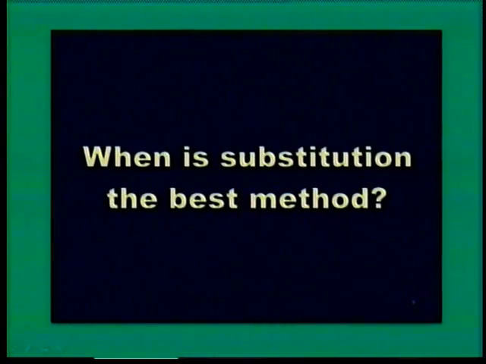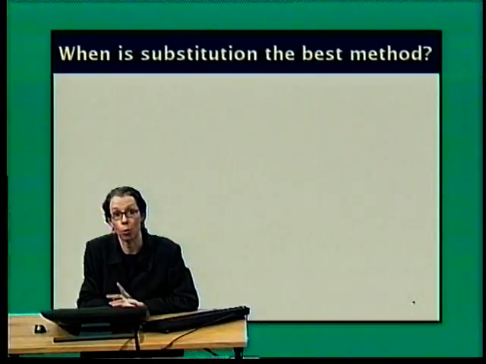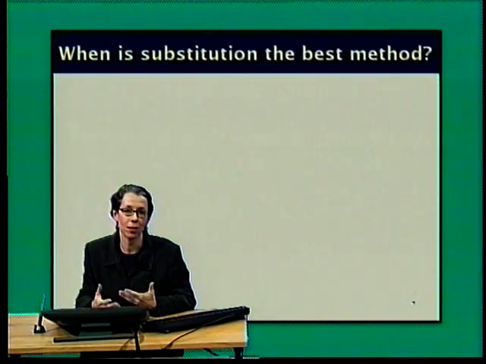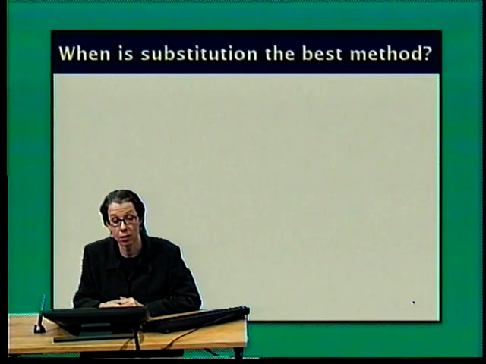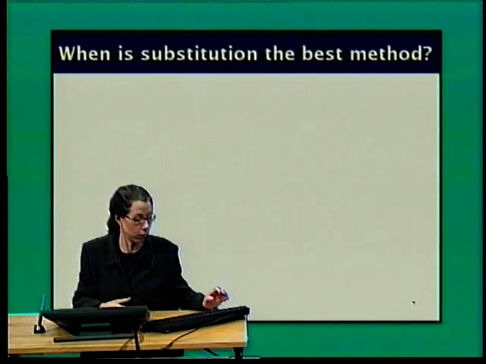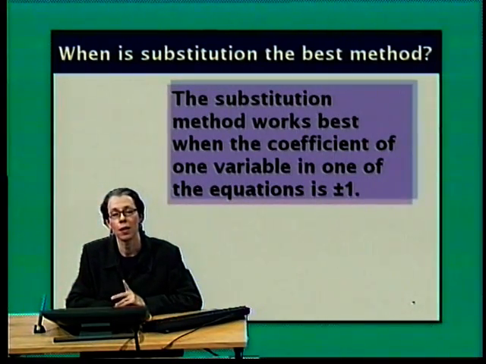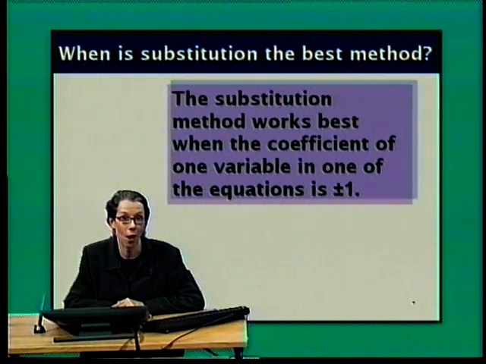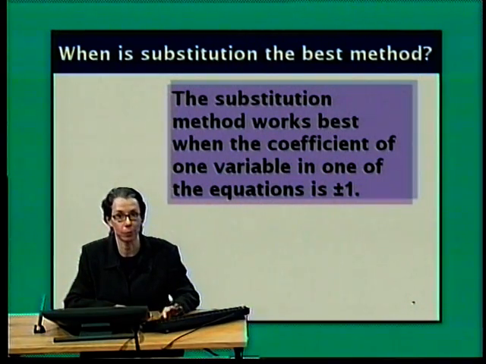So to kind of summarize, we want to talk about when is substitution the best method. Well, we saw some situations where it was pretty easy to use, and other situations where we had to work darn hard to get our solution. So this is the rule of thumb that I use. The substitution method works best when the coefficient of one variable in one of the equations is either positive or negative 1. Let me show you some examples here.